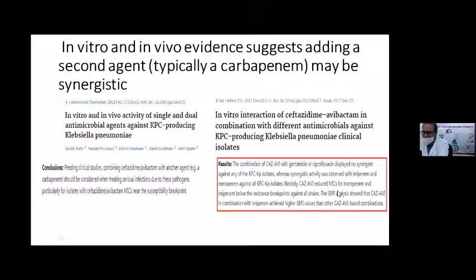But when we combine this with meropenem, they reduce the MIC for meropenem and imipenem below their breakpoint. That means they have a synergistic effect, because addition of ceftazidime-avibactam has been shown to reduce the MIC below the breakpoint if we use them in combination therapy. So even if it is resistant, it can still be used.